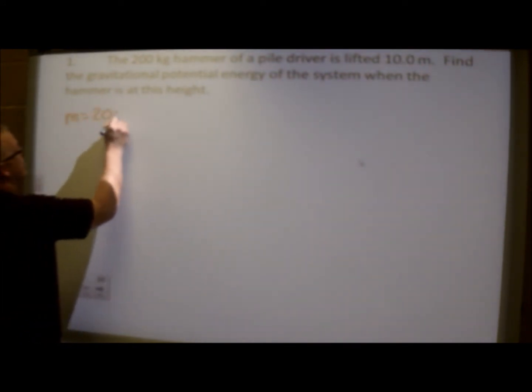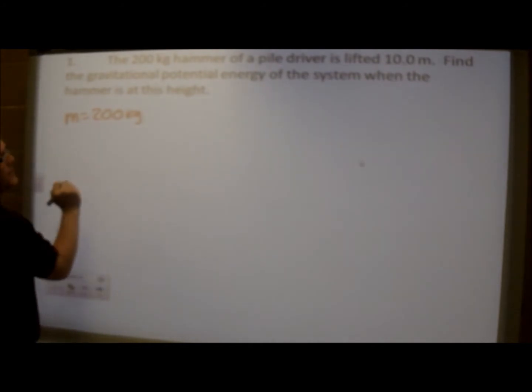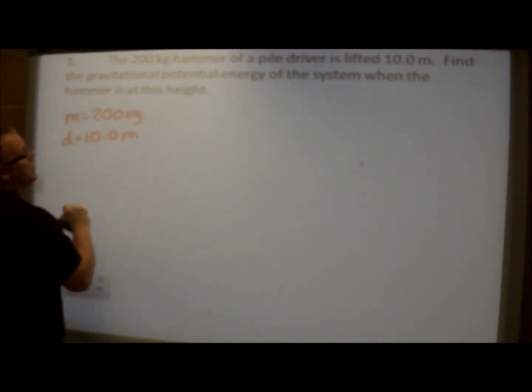The section we're on right now is forms of energy. The 200 kilogram hammer of a pile driver is lifted 10 meters. Let's go ahead and write that stuff down. Mass, 200 kilograms. It's in kilograms. That's good. That's what we need. The distance is 10 meters.